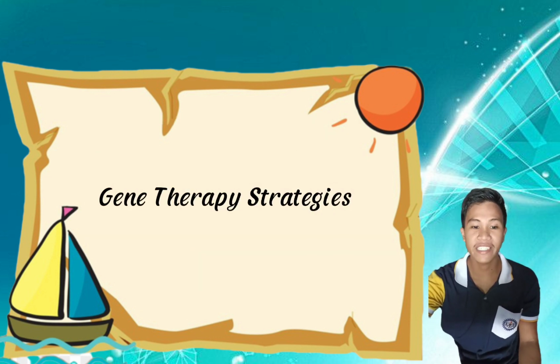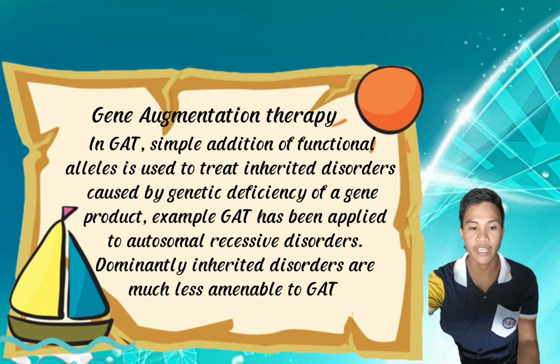Then now let's move to the gene therapy strategies. First, or letter A, we have gene augmentation therapy or GAT. In GAT, simple addition of functional alleles is used to treat inherited disorders caused by genetic deficiency of a gene product. For example, GAT has been applied to autosomal recessive disorders; dominantly inherited disorders are much less amenable to GAT. Okay.